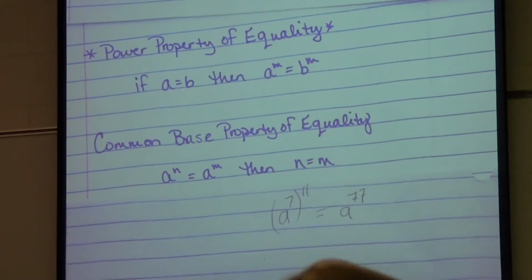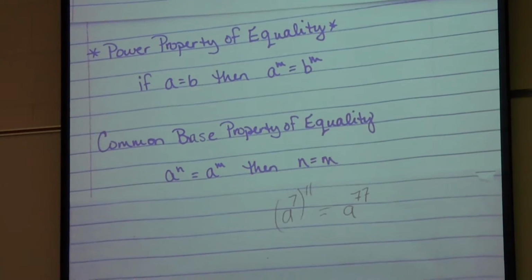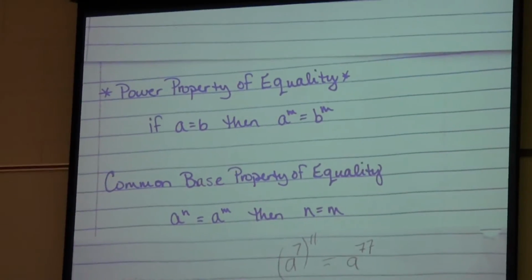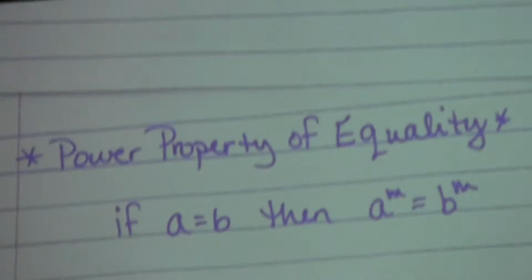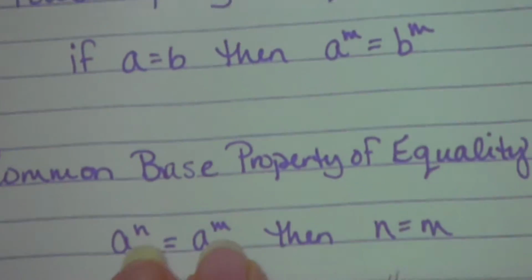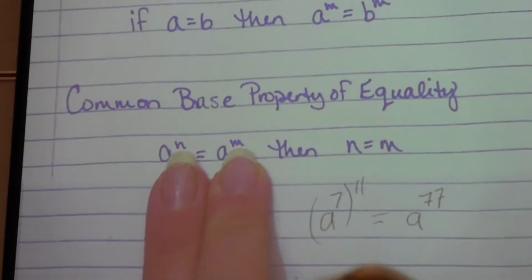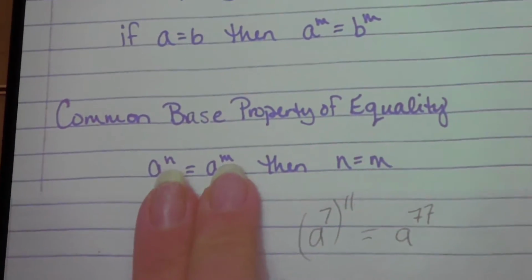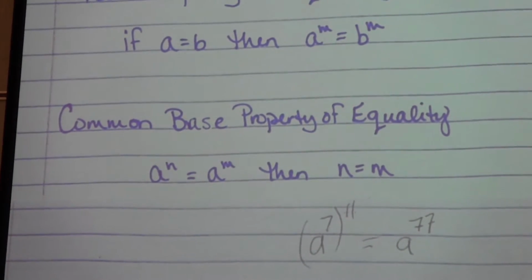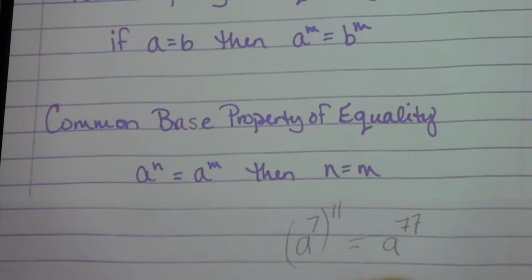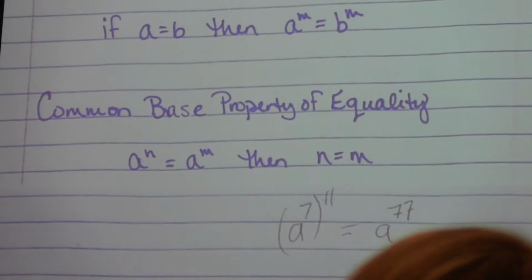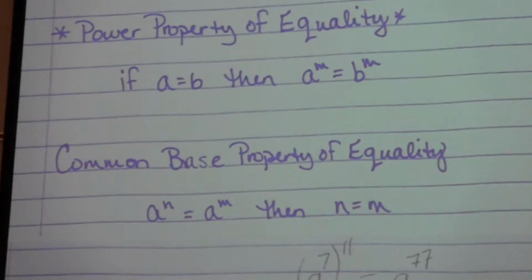And by the same token then, if a to the n equals a to the m, then if the same numbers are on the bottom, like those 5's, and they're equal, then those top numbers have to be equal as well. So same idea of what we were just talking about, working in both directions. So the base numbers would have to be equal, and the exponents would have to be equal.